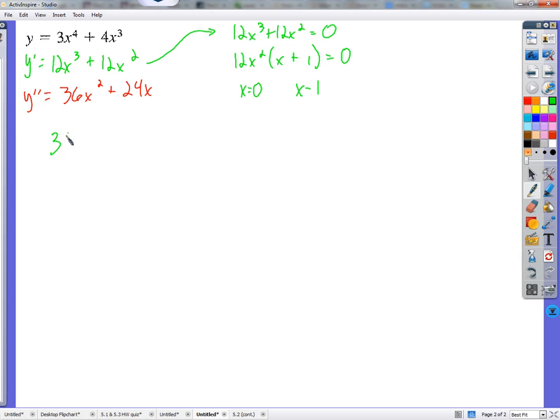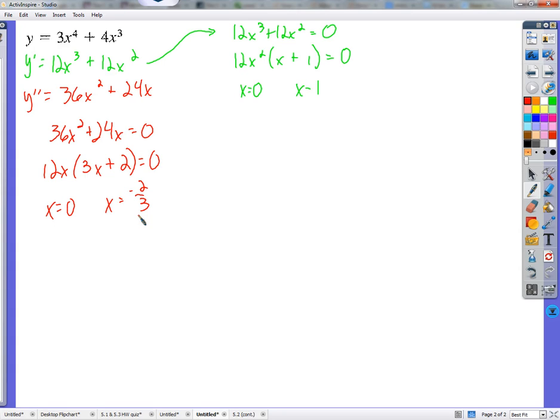This guy we'll set equal to 0. Why are we setting this equal to 0? Points of inflection, if there are any, or these candidates for points of inflection. 12x times 3x plus 2. We know all that information is going to be useful.